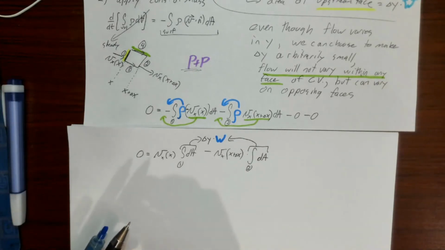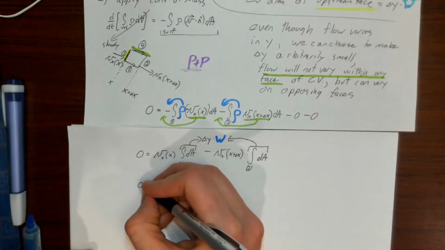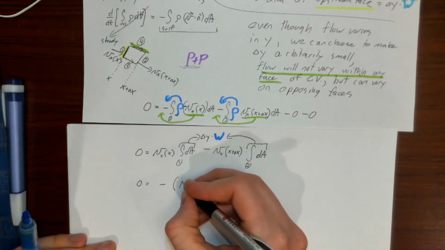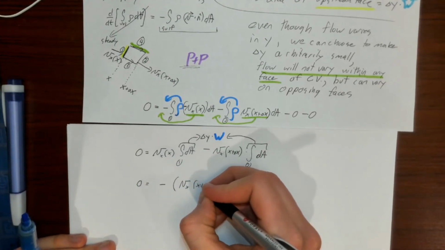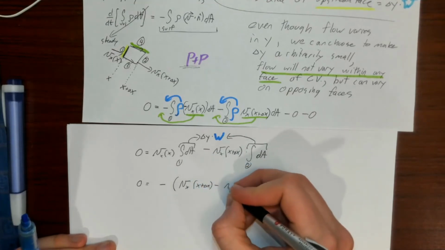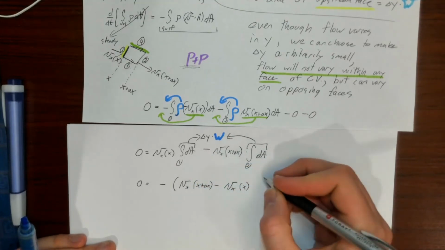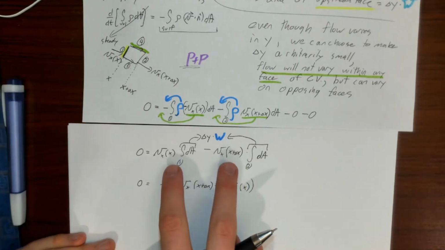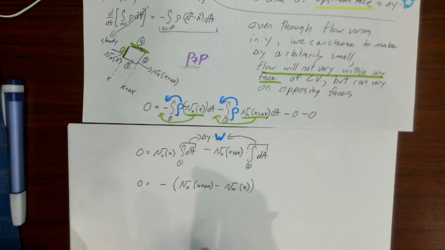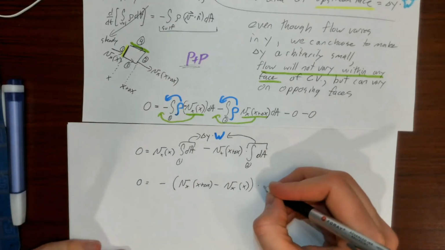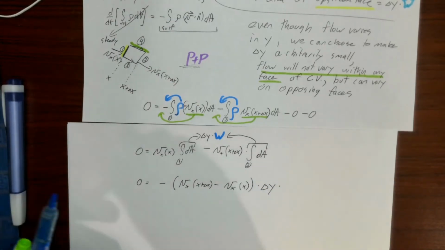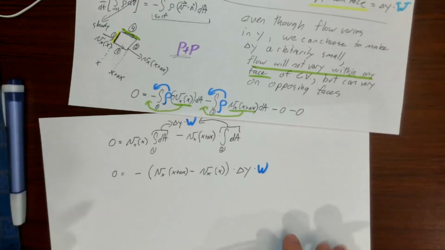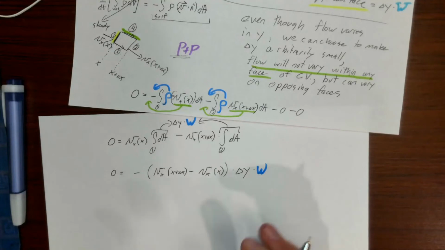So what does that leave us with? This basically leaves us with 0 is equal to minus Vx at x plus delta x minus Vx at x. And I'll tell, it'll make sense in a minute why I sort of multiplied everything by -1 and rearranged some orders, times delta y times w. All right, now, so we have some results.